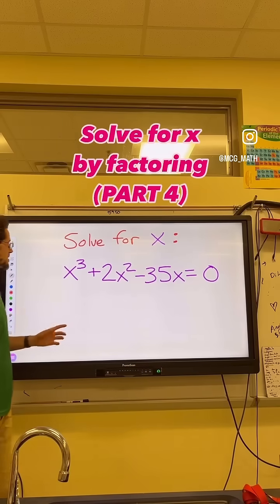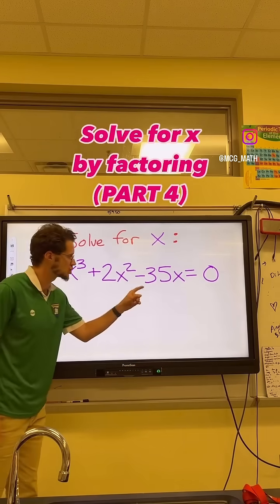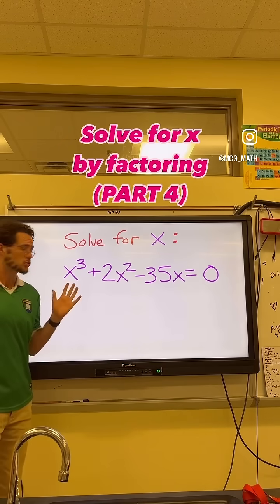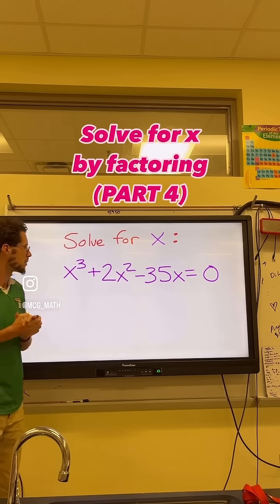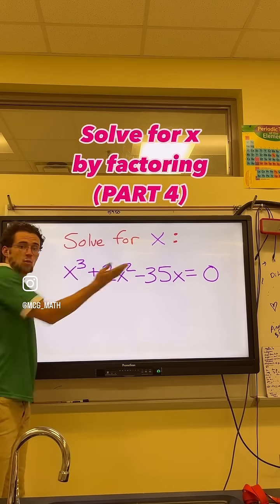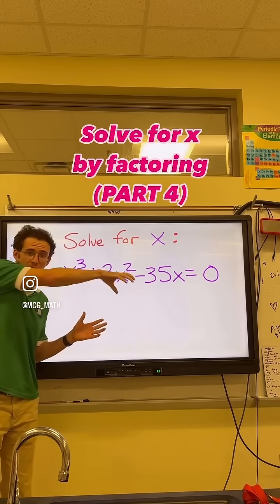Here we're solving for x, and we have x cubed plus 2x squared minus 35x equals 0. If you're used to dealing with quadratics, this might scare you a little bit because you see an x cubed, and you want to see an x squared. But you'll notice that every term has at least one x in it. So we can start by pulling out the greatest common factor.